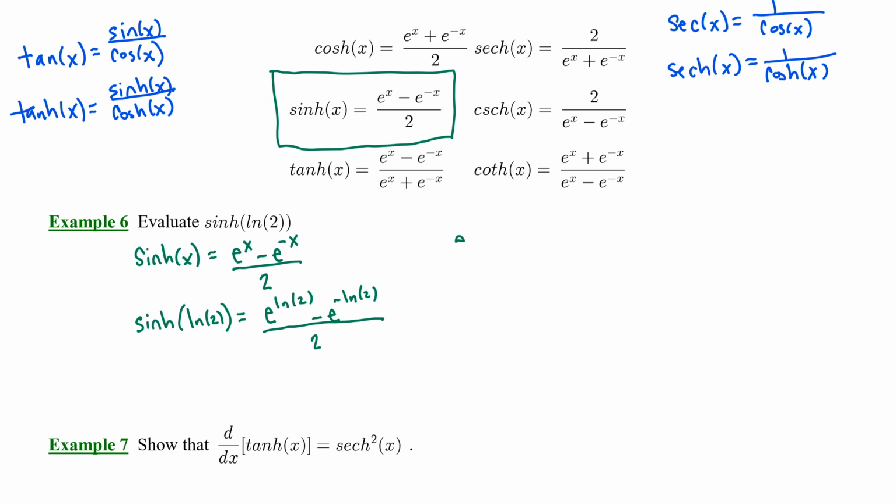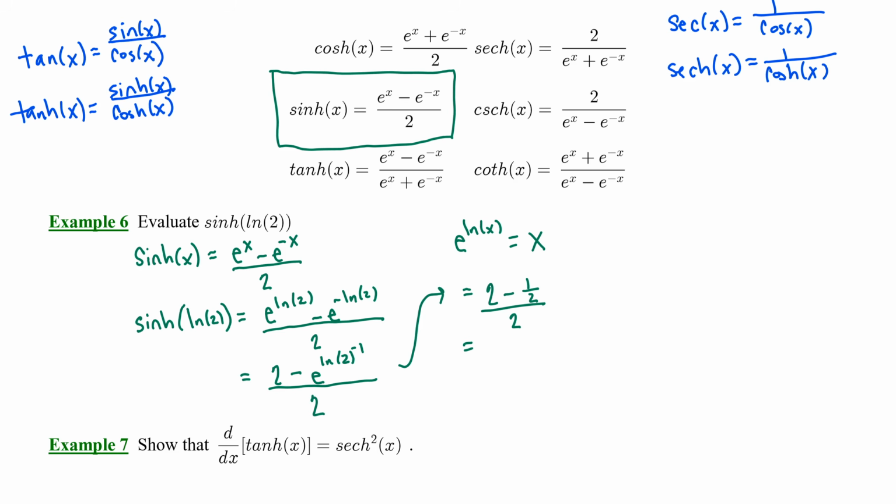Now, if we have the pattern e to the natural log of x, that's our inverse relationship. We're going to get x. So e to the natural log of 2 is 2. Now, e to the negative natural log of 2 is not quite so simple. We have to first move that coefficient up into the exponent position before I can apply that inverse relationship. So once we move that exponent, then we can evaluate this to be 2 to the negative 1 or 1/2.